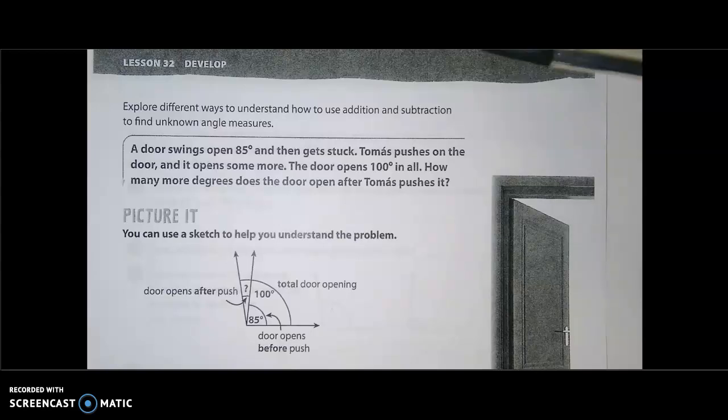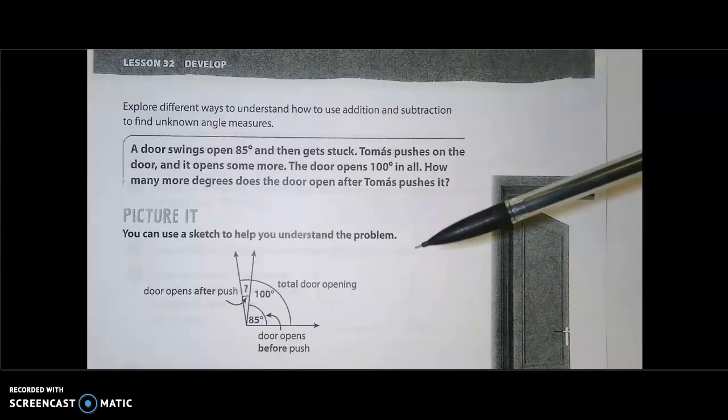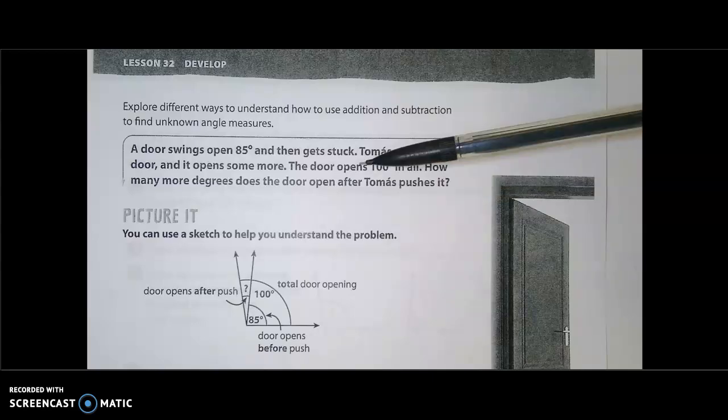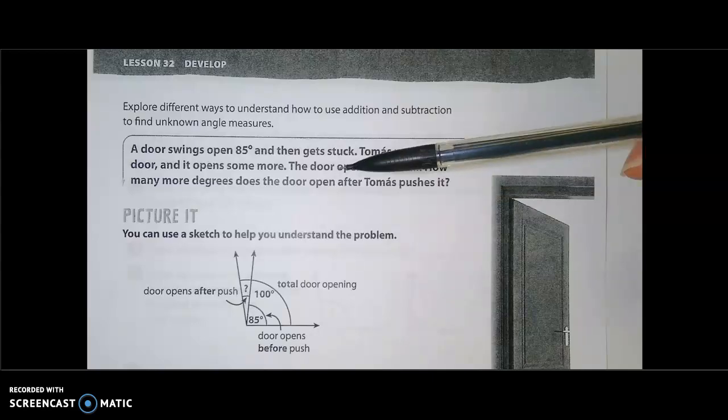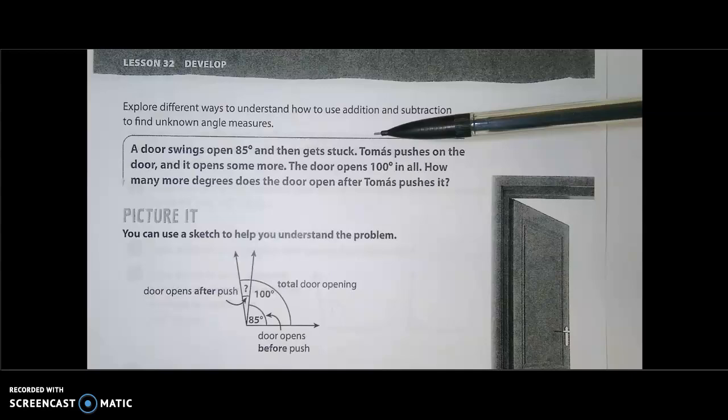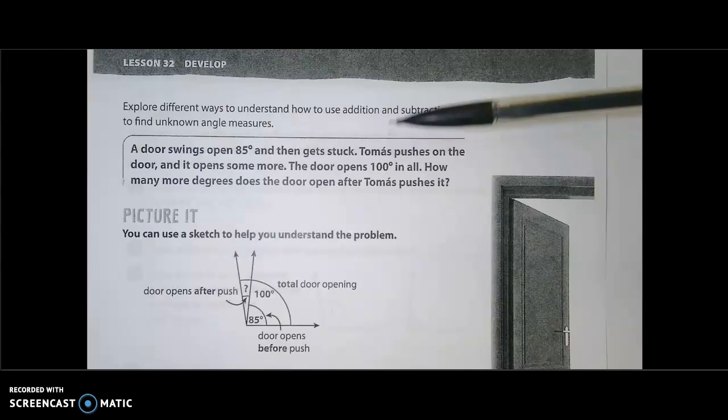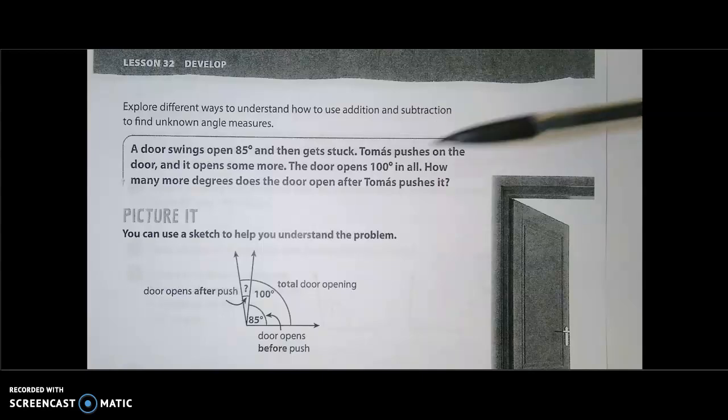Hey, 8th grade. So today's try it problem was talking about a door swinging open and it gets to 85 degrees but gets stuck. Thomas pushes on the door and it opens some more. The door opens 100 degrees in all. How many more degrees does the door open after Thomas pushes it?